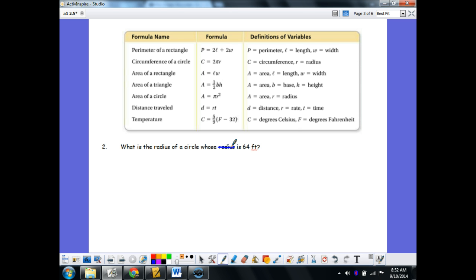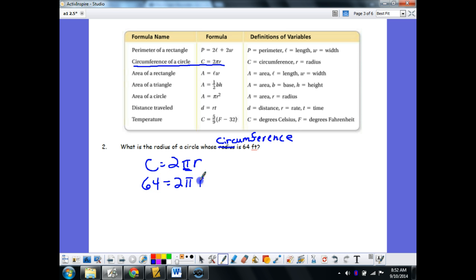Well, obviously it would be 64 feet, right? How about, let's do circumference. Whose circumference is 64 feet. So we're going to look for the circumference of a circle formula, which is right there. So we plug circumference in for C. So this is what we're using. Remember, pi is a constant. It's not a variable.